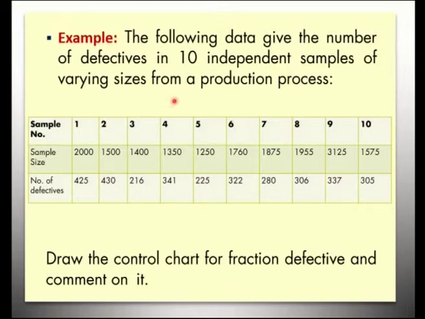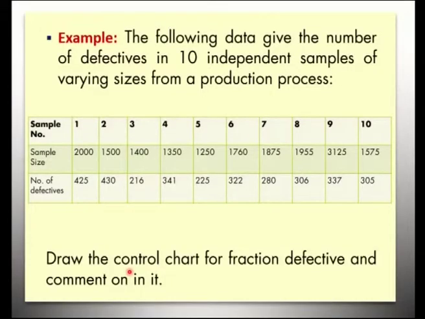We have to be very careful when dealing with n values and k values. k represents the number of samples and n represents the number of items in each sample. So, 10 independent samples of varying sizes. So k is equal to 10, and varying sizes means according to the sample number the n values will be n1, n2, n3 etc., from a production process. Sample number 1 has 2000 items, and the number of defectives out of 2000 items is 425. Similarly, for sample number 2, the number of items is 1500 and the number of defectives is 430. Similarly, for the 10th sample, the number of items is 1575 and the number of defectives is 305. So, the question is to draw the control chart for fraction defective and comment on it.